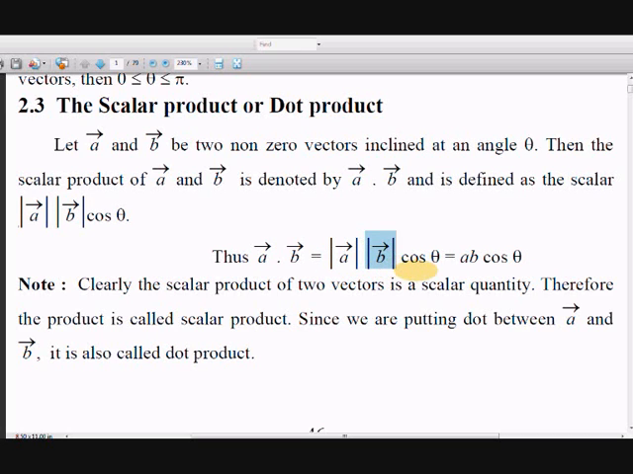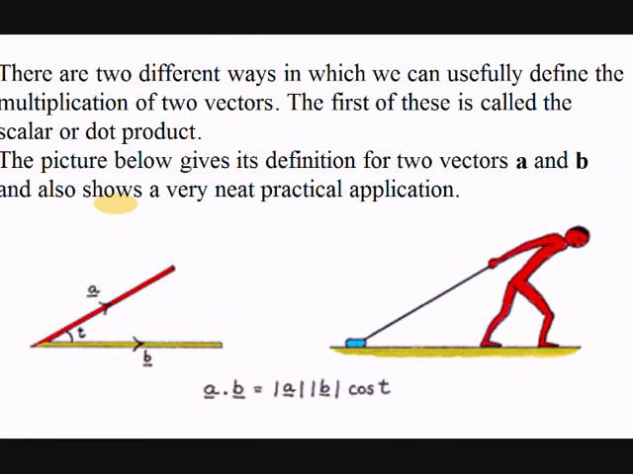Okay, let us look at this from a different perspective. There are two different ways in which we can usefully define the multiplication of two vectors. The first of these is called the scalar or dot product. Let us take a look at the picture below, which gives the definition for two vectors A and B. It also shows a very neat practical application.